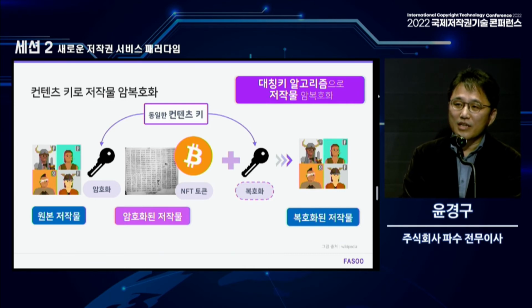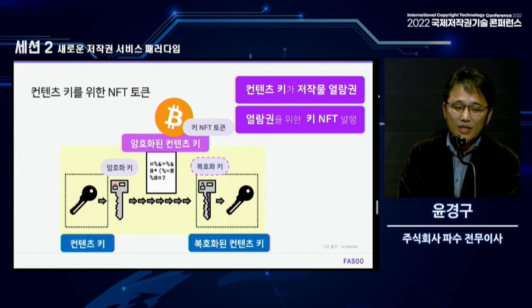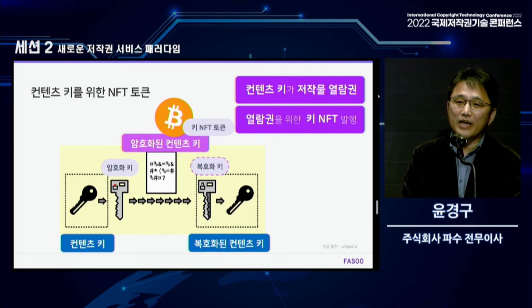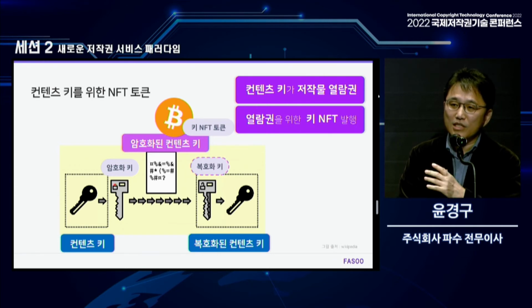I'm going to call another key the content key. How are we going to manage the NFT or the content key? This is our basic idea. The content key is a symmetric key and a public key. So we are going to use this symmetric key to issue another NFT token. This token is a generic NFT token that contains content.